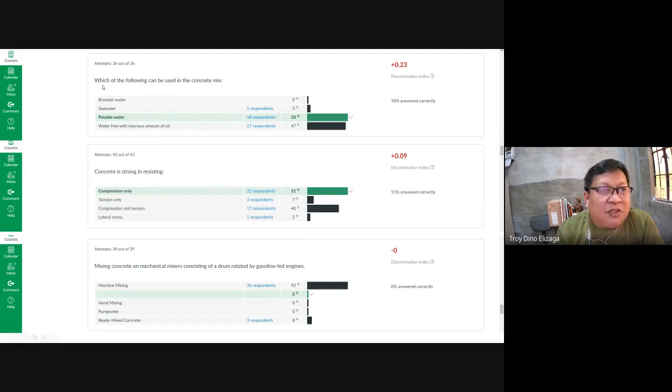Here, the first one is, which of the following can be used in the concrete mix? I made a mistake here because there can be two possible answers. That's why the answers, if you notice, are divided among all of you. Almost 50% answered potable water, and almost the other half answered water free with injurious amount of oil. I was supposed to change the text to water with some amount of oil, but I forgot. I must have been distracted that time. But the answer would have been potable water only.